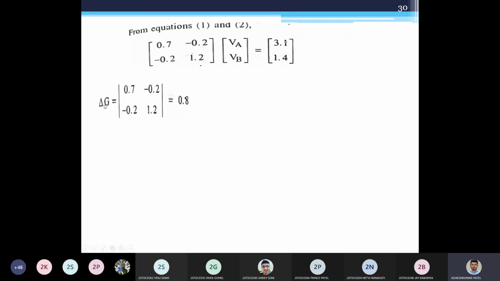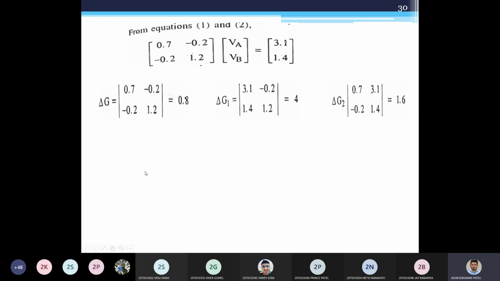See, this is now delta G. Same rule. So delta G first, then I'll find delta G1. So what would be the G1? I'll replace the first column with my current matrix in this case. So this is my current matrix, I'll replace it with 3.1 and this would be 1.4. Yes, I'll get delta G1 and delta G2.